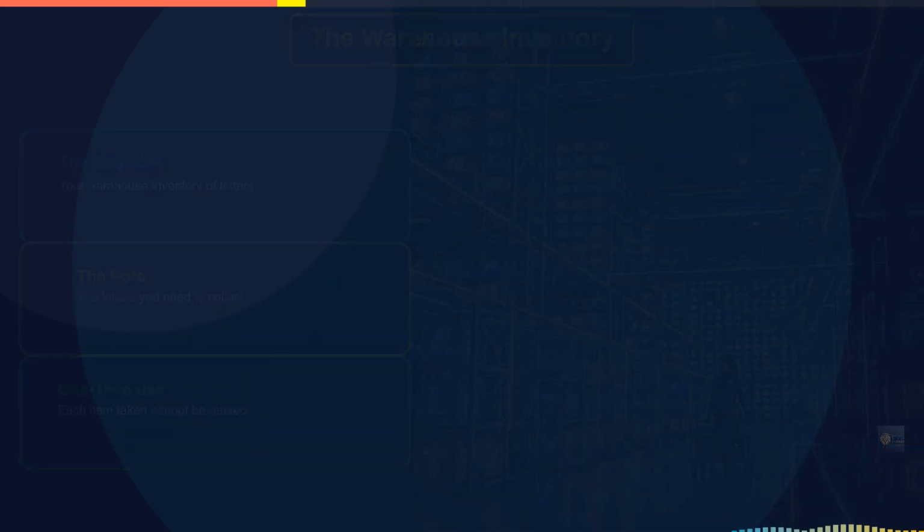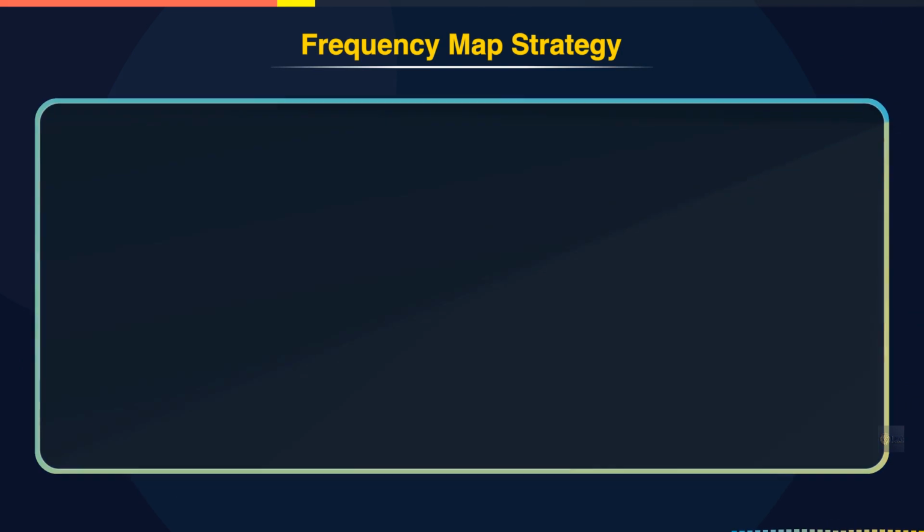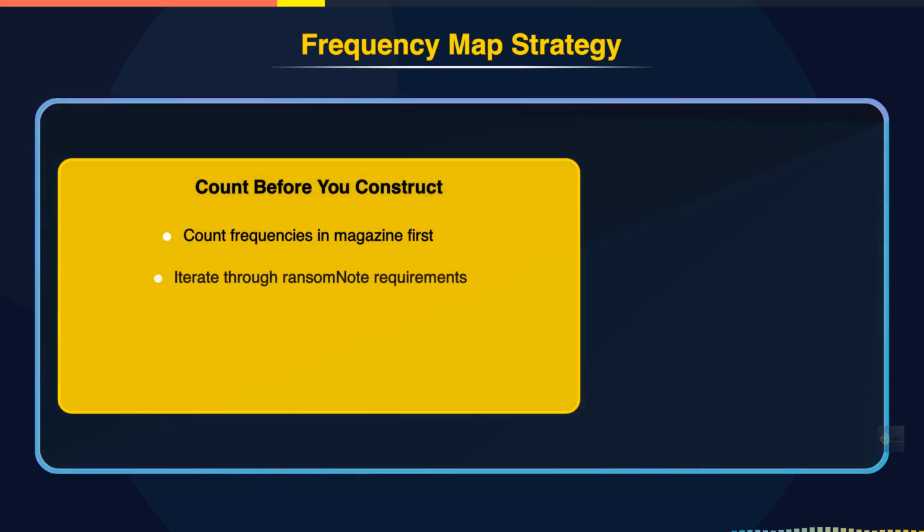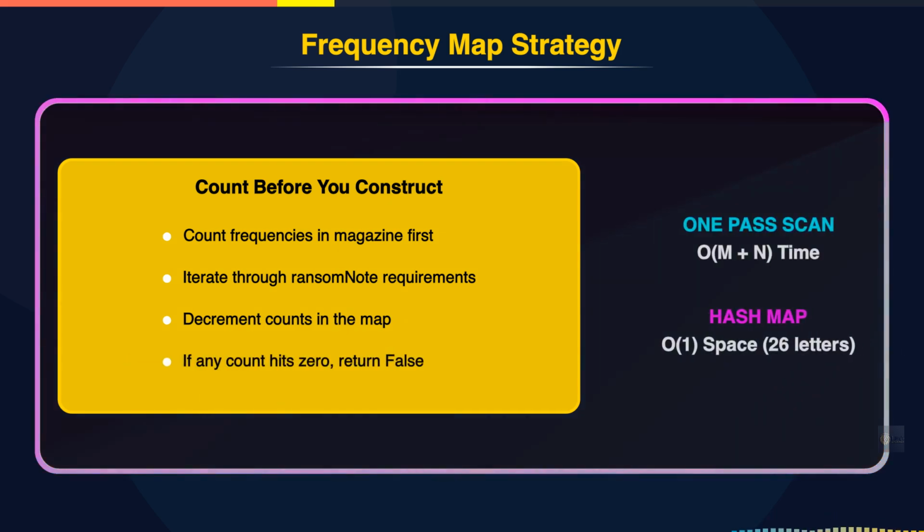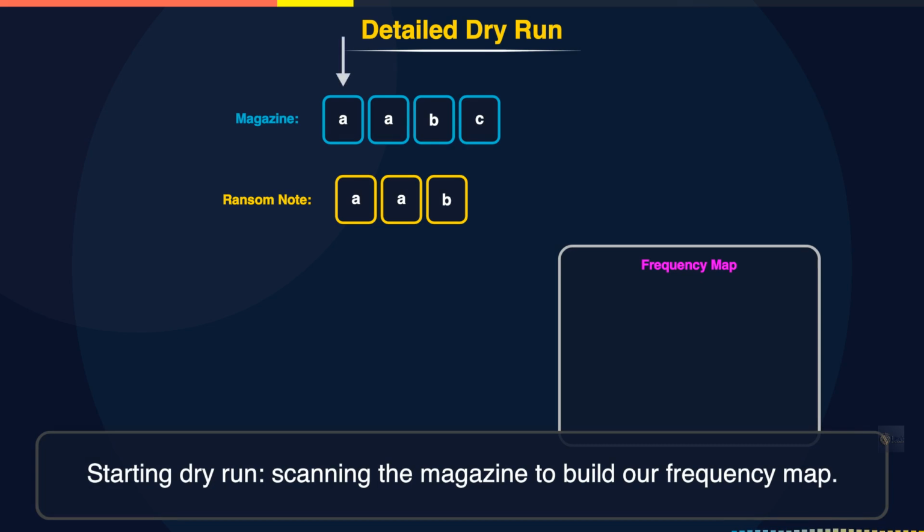Let us dive into the dry run. Look at the screen. We have our ransom note, A, B, and our magazine, A, B, C. At the top, we have our magazine scan, and on the right, our frequency map.